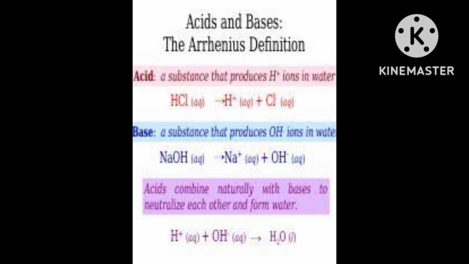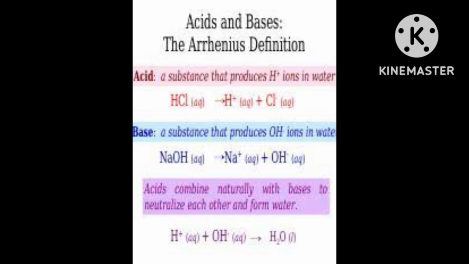In NH3, there are 3 N-H bonds, so 2 into 3, 6 electrons. Then 2 electrons remain on the nitrogen, total 8. To make one single bond, minimum 2 electrons are required. So 3 bonds use 6 electrons, and 2 electrons are extra. That is called the pair of electrons on nitrogen.